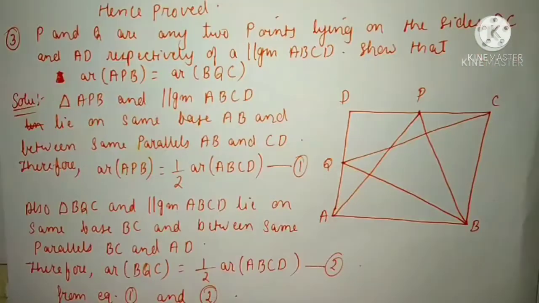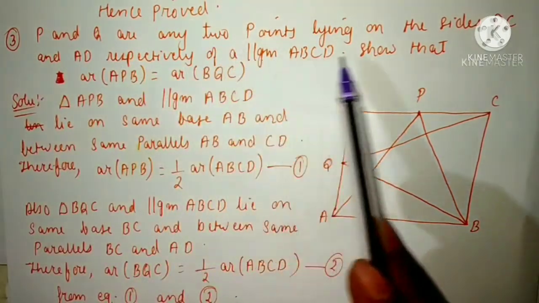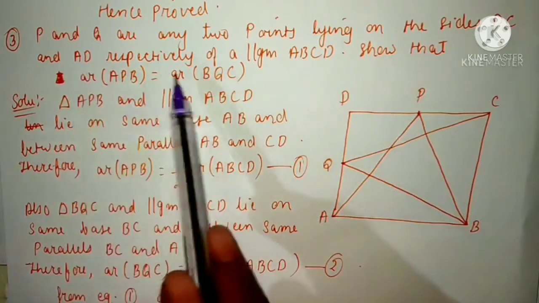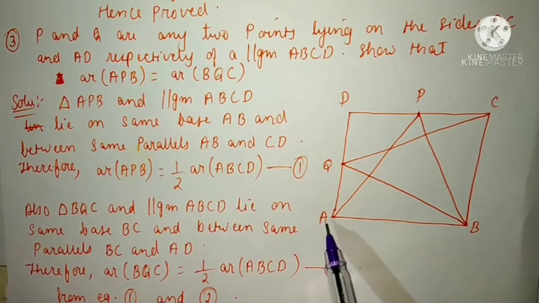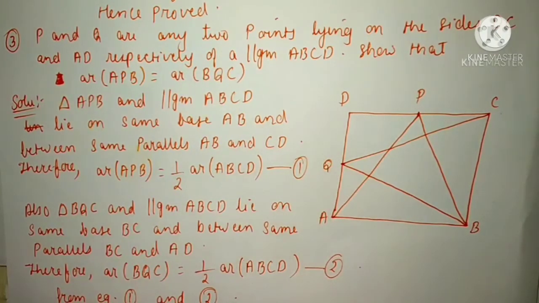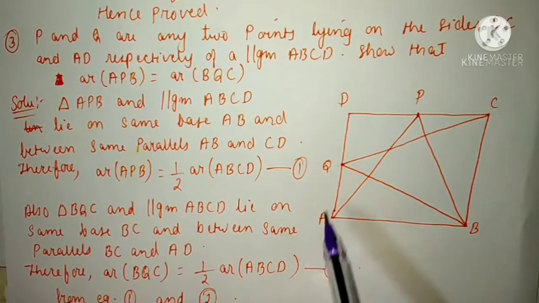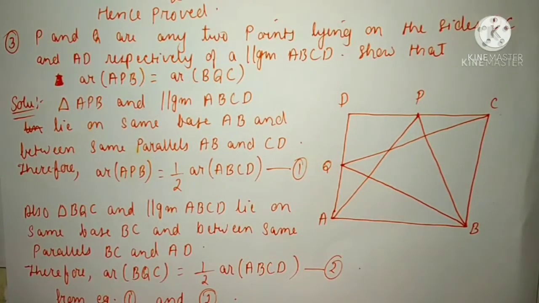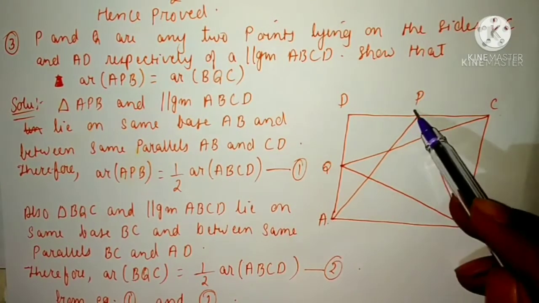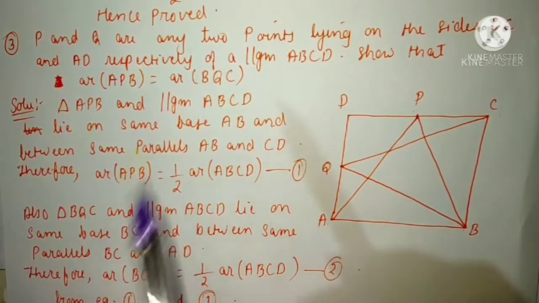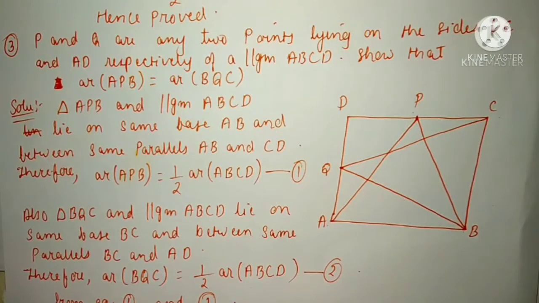Now see the third question. P and Q are any two points lying on the sides DC and AD respectively of a parallelogram ABCD. See, this is a parallelogram ABCD. Okay, there is a point P on line CD and point Q on line AD. Okay, now we have to prove that area of triangle APB is equal to area of triangle BQC. This we have to prove.